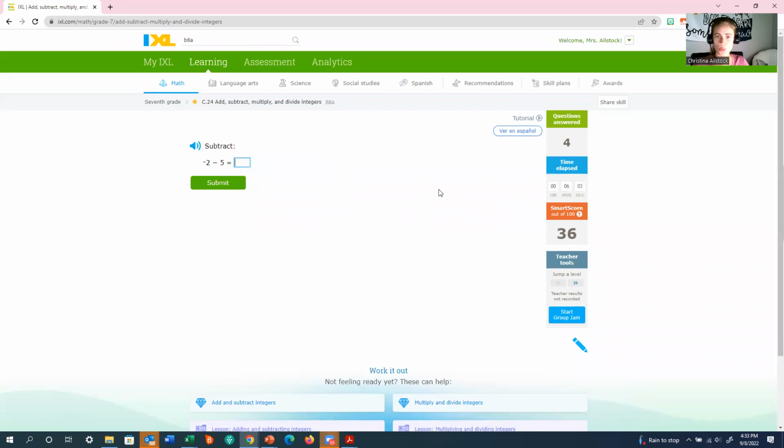All right, let's do another one. We have another subtraction problem. We're going to use keep, change, change again. So remember, we keep that first number the same. We change our subtraction sign to addition, and then we change our second number to have the opposite sign. So that +5 becomes a negative.